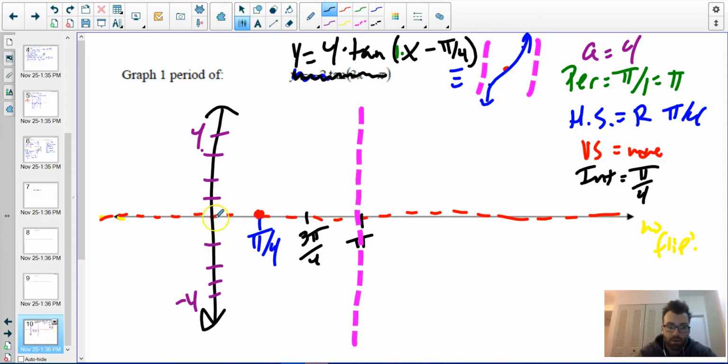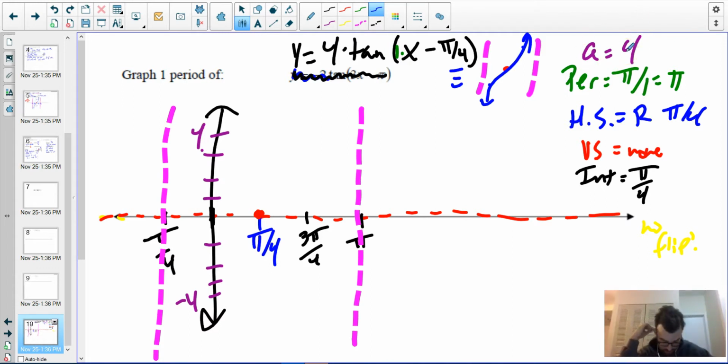Pi over 4, interval minus pi over 4, so 0 counts. And then negative pi over 4, which is also an asymptote. All right, remember now, our A value is 4. Am I missing anything so far? No. Okay, so our A value is 4. Usually I go right 1, up 1. Since my A value is 4, I'm going to go right 1, up 4. And I'm going to go left 1, down 4.